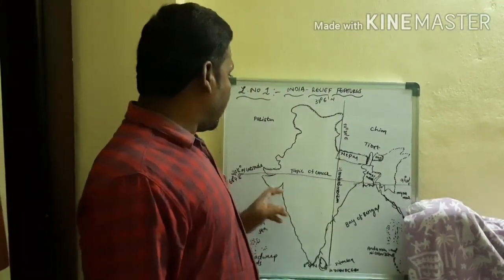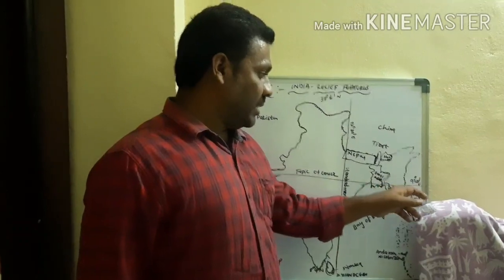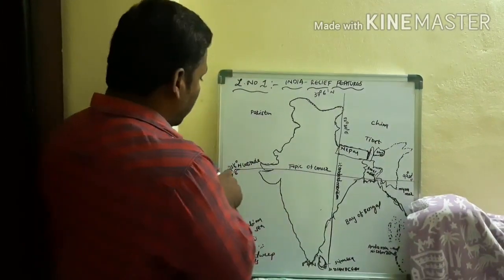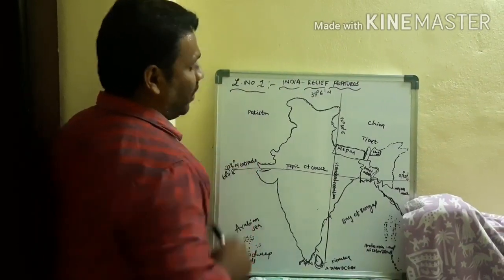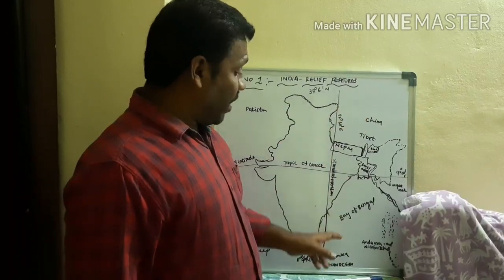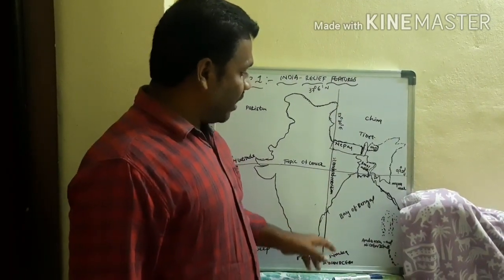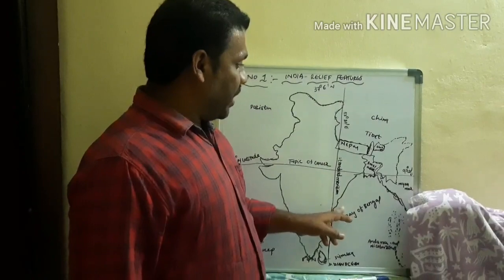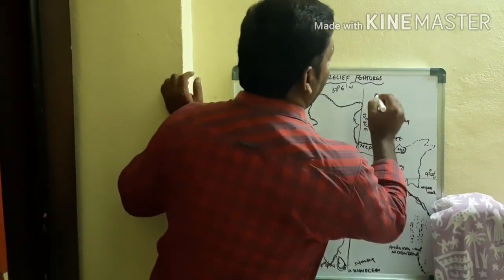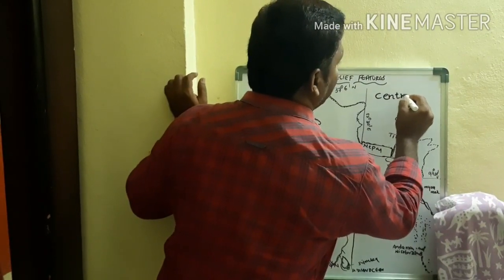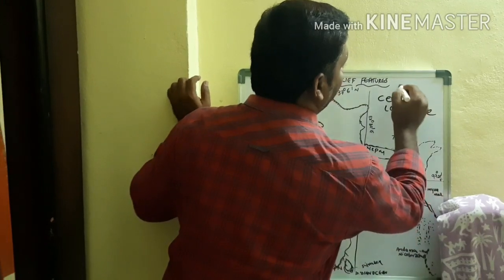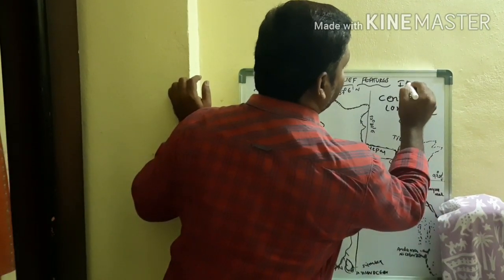Here, in the middle of the country, one line is passing exactly through the middle of our country. That is called what? Tropic of Cancer, meaning 23 degrees north latitude. As well, if you observe, one more line is passing through the middle of our country. That is called what? Standard meridian, 80 degrees 30 minutes east longitude. It is also called central longitude, or we can call it IST, Indian Standard Time.